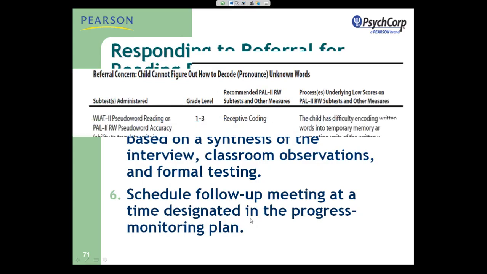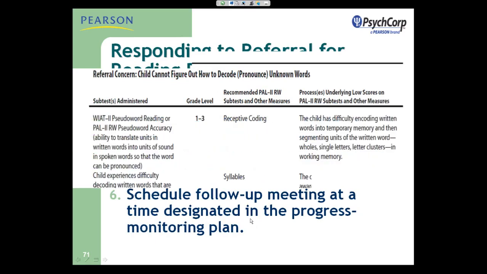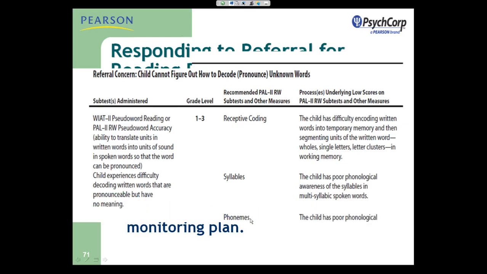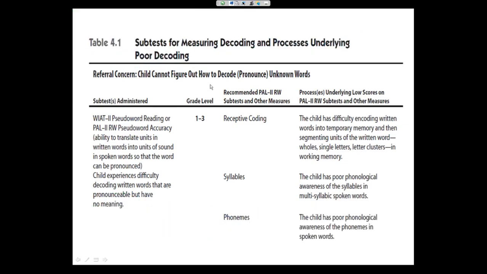Again, in the PAL2 manual, we have specific referral concerns, and based on the referral concern, in this case, the child cannot figure out how to decode unknown words. So I'm here at this level looking at accuracy. So we're not yet at rate. He can't do it accurately.